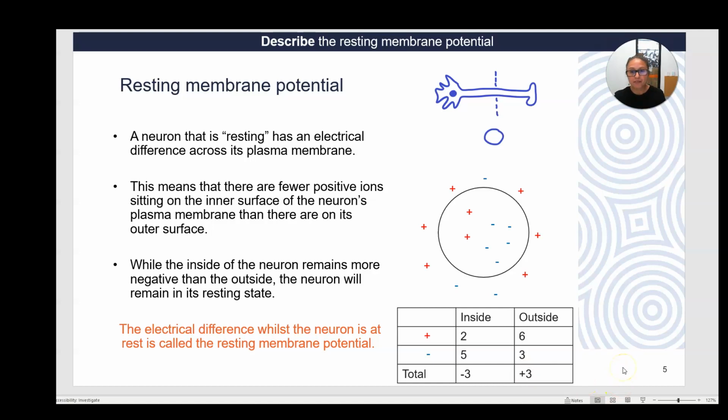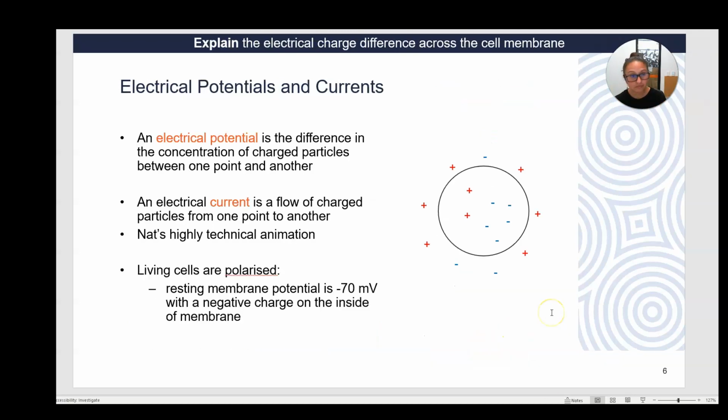So, the first thing that you need to understand is that the inside of a neuron is more negative than the outside. Okay? Easy peasy. So, this difference between the inside and the outside of my neuron is called the electrical potential. Okay?